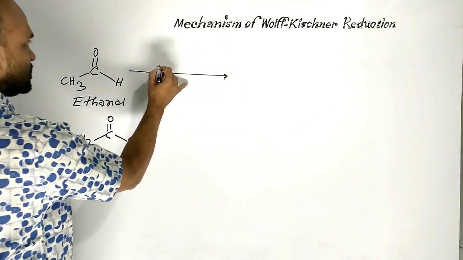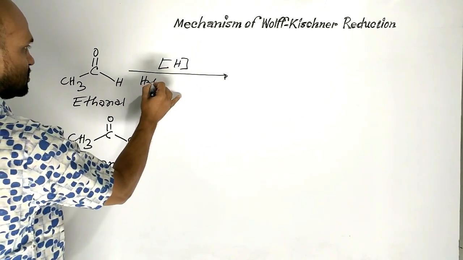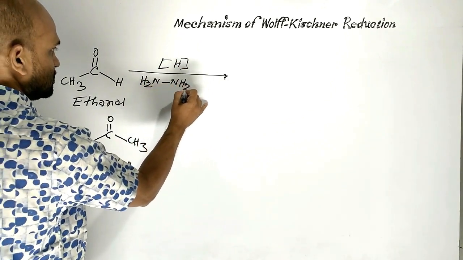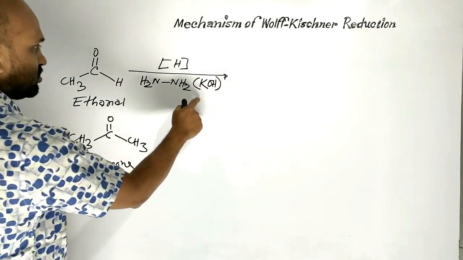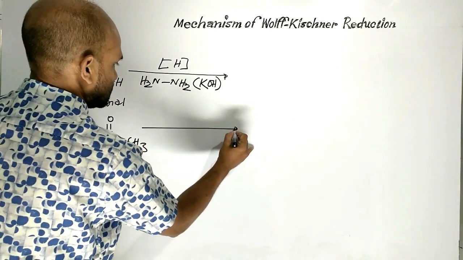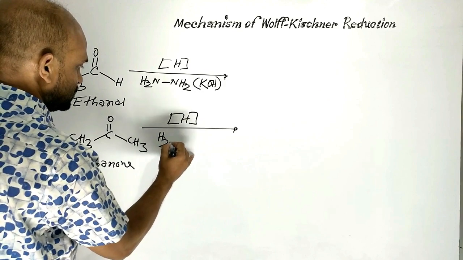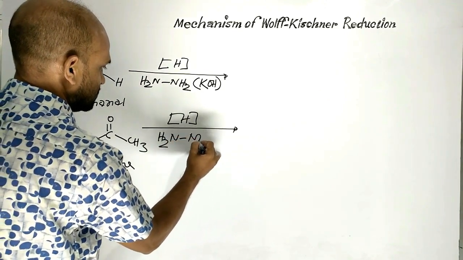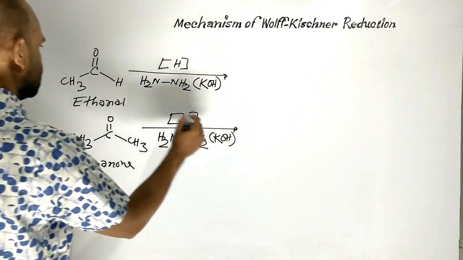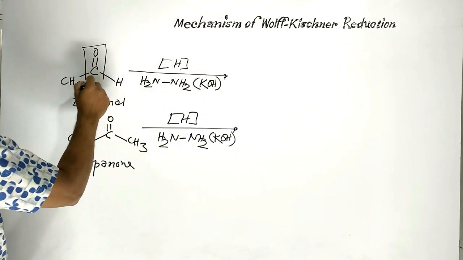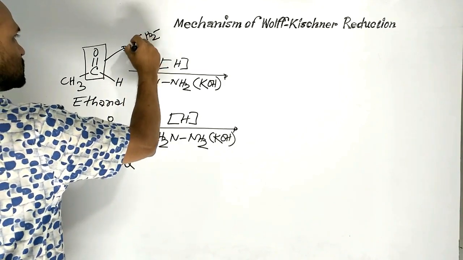When aldehyde is reduced with hydrazine in strong base, or ketone is reduced with hydrazine in strong base, then the carbonyl group turns into methylene group.